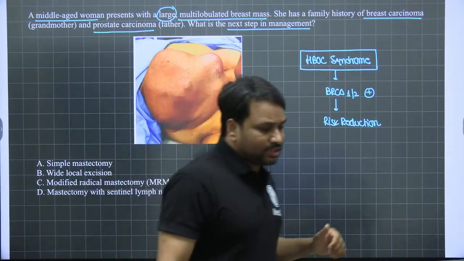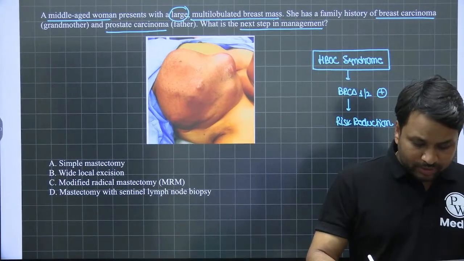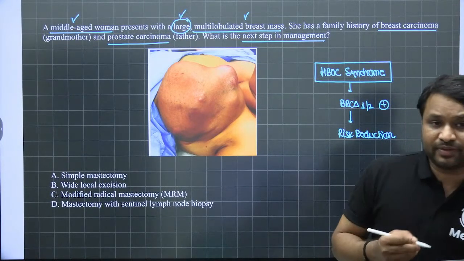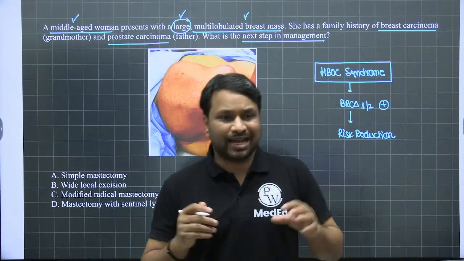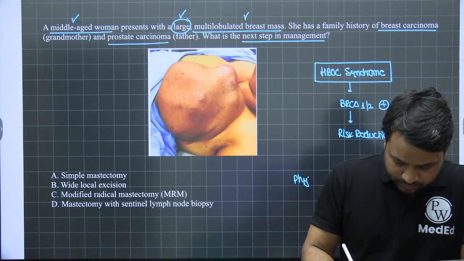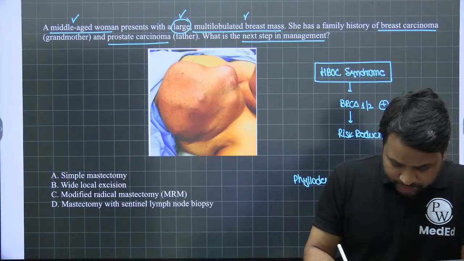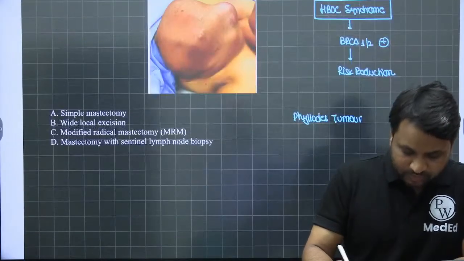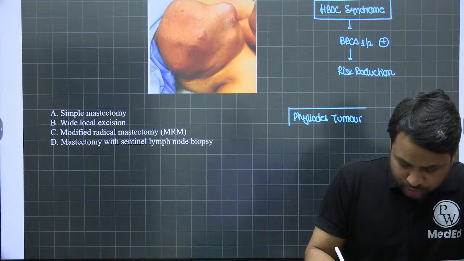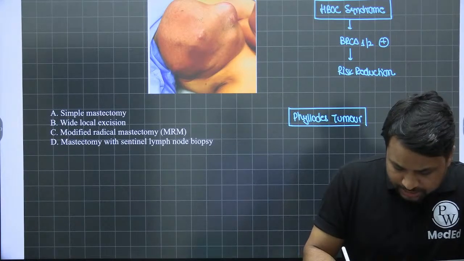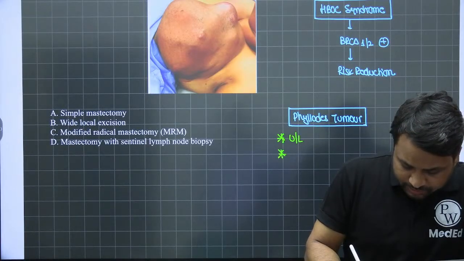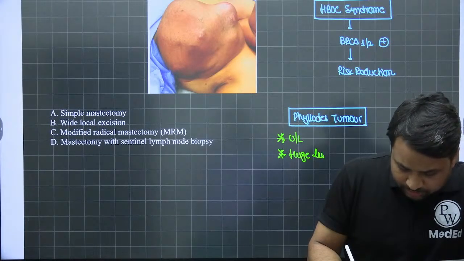Here you can see there is a large multilobulated breast mass in a middle-aged female. Now the problem here is, see, at this age group and this presentation, it looks like phylloides tumor. Now, why am I saying it looks like phylloides tumor? Number one, it will present to you as a huge lump in breast, right? So points in favor, they're usually unilateral.